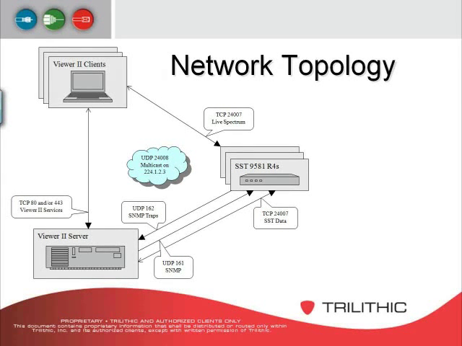And then you have the head-end units, the SST 9581s. The SSTs are what actually look at the ingress and monitor what's happening in the plant at all times, and you set up alarm thresholds so that if an alarm level is violated, it sends SNMP traps back to the server, and then you're able to view it.